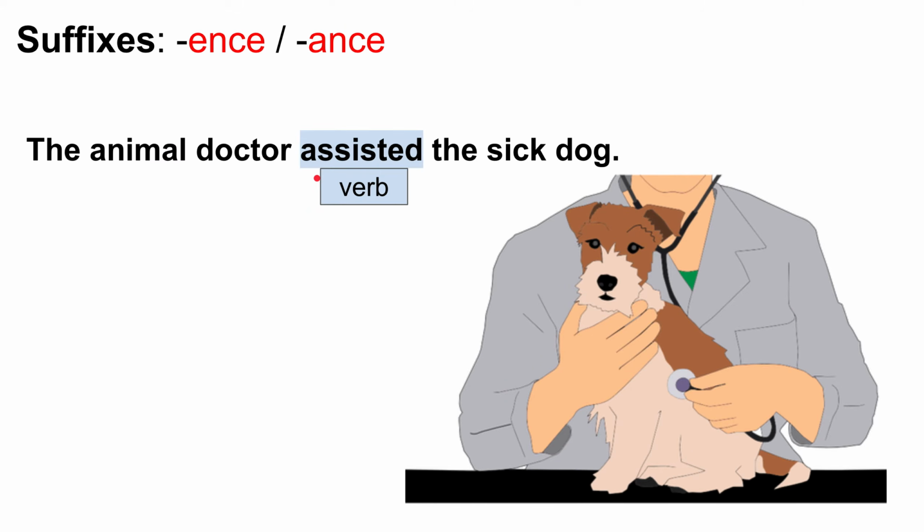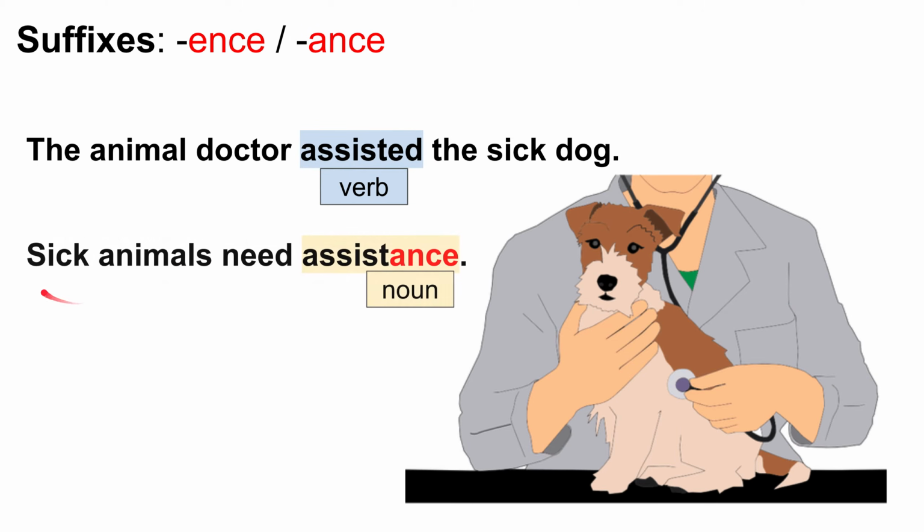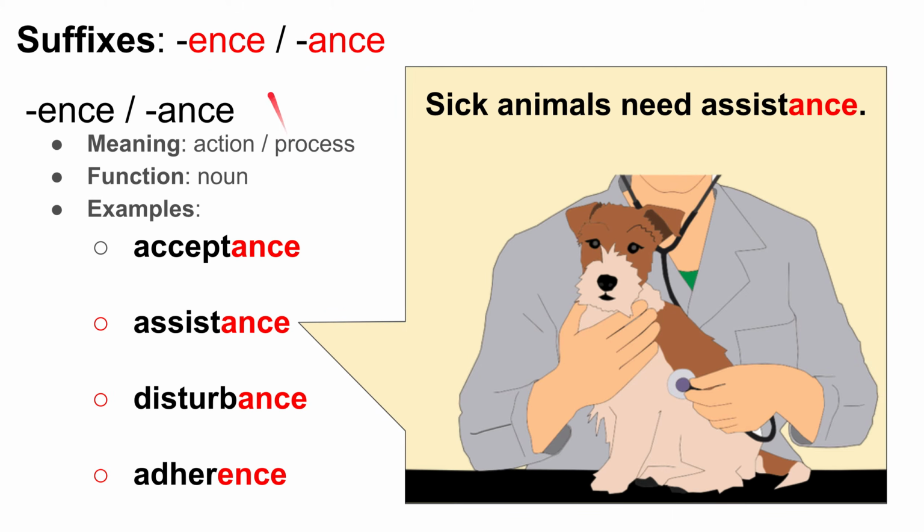The animal doctor assisted the sick dog. Here, assist is a verb. Okay, sick animals need assistance. We added ance, and now assistance is a noun. So assist, verb, assistance, noun. What do ence and ance mean? Well, they mean an action and a process.